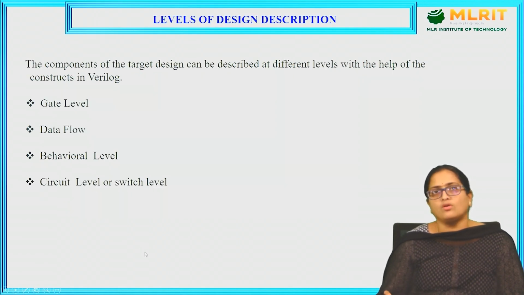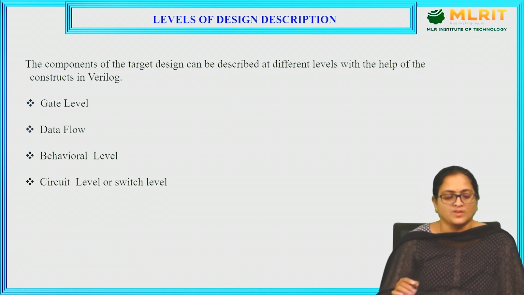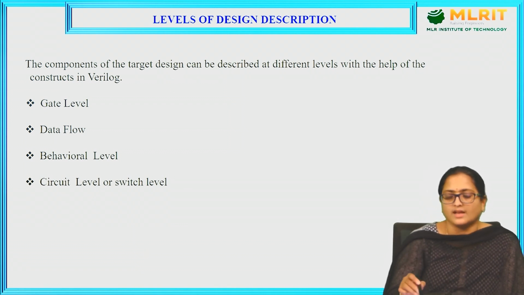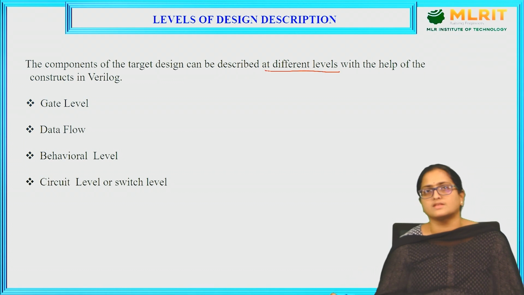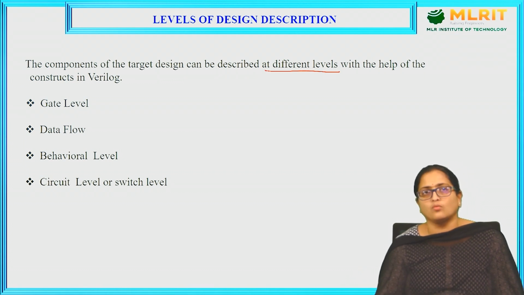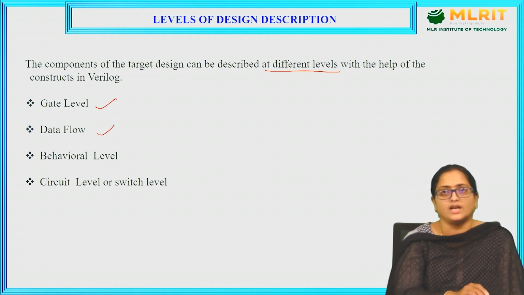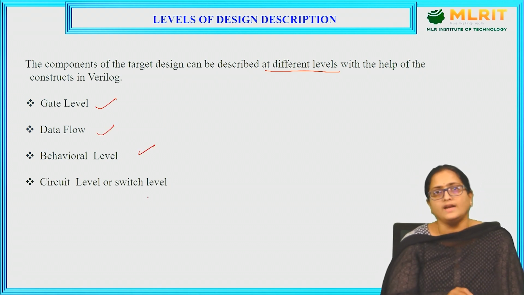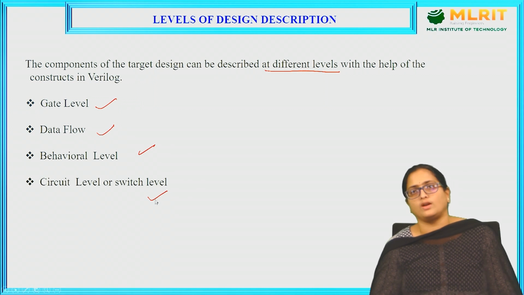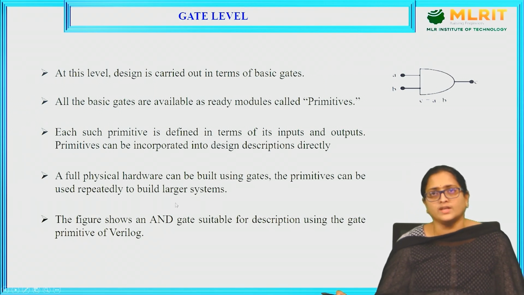There are 4 levels of design description. The components of a target design can be described at different levels with the help of constructs in Verilog. There are 4 levels or 4 constructs in Verilog. First one is gate level, then data flow, behavioral level and circuit level, which is also called the switch level. The first one is gate level.